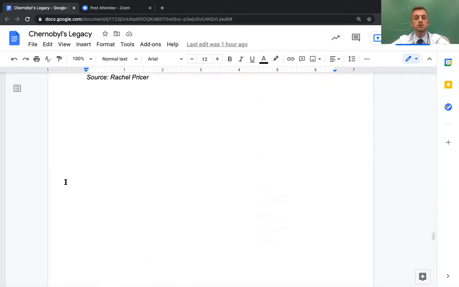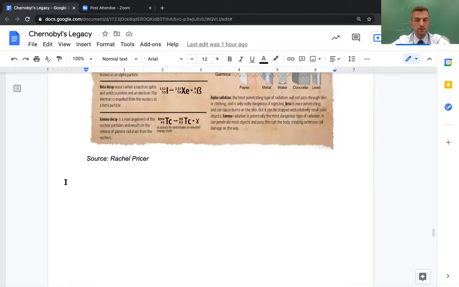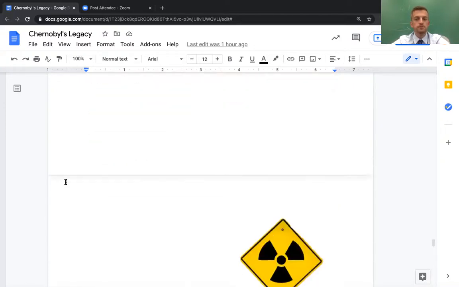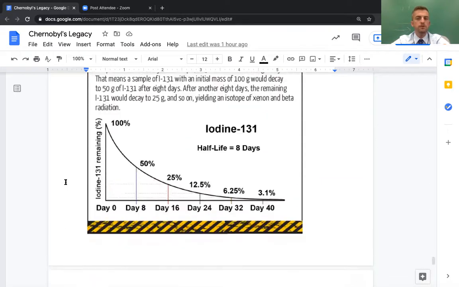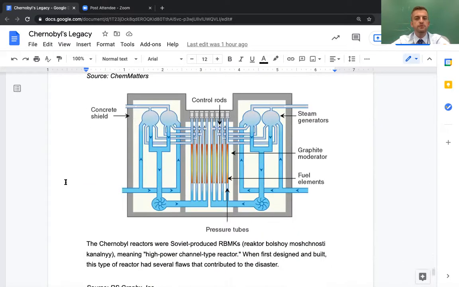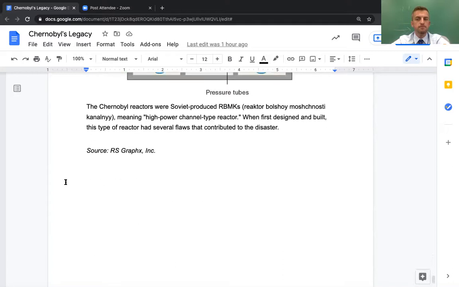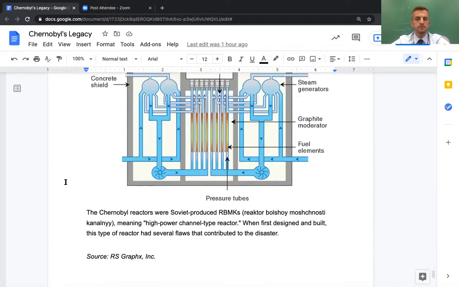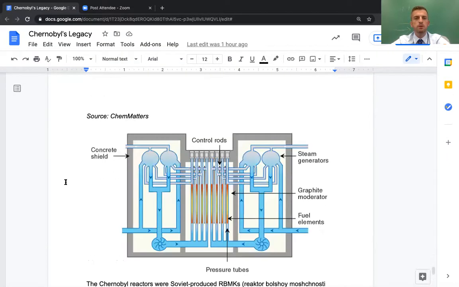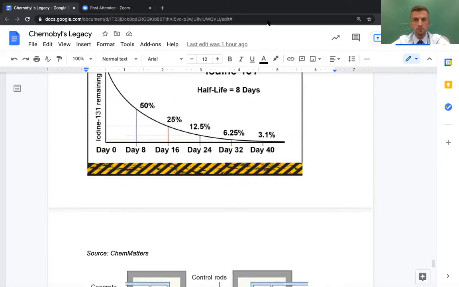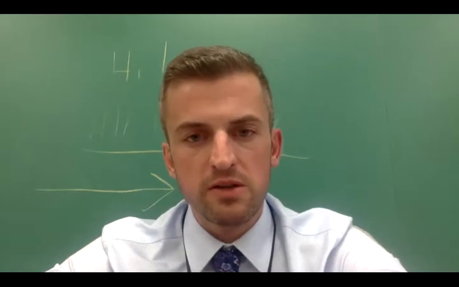Information on reactions and radiation. A little graph on understanding half-life. Yeah, interesting stuff. That'll pretty much wrap up that article. Hopefully it was interesting to you.